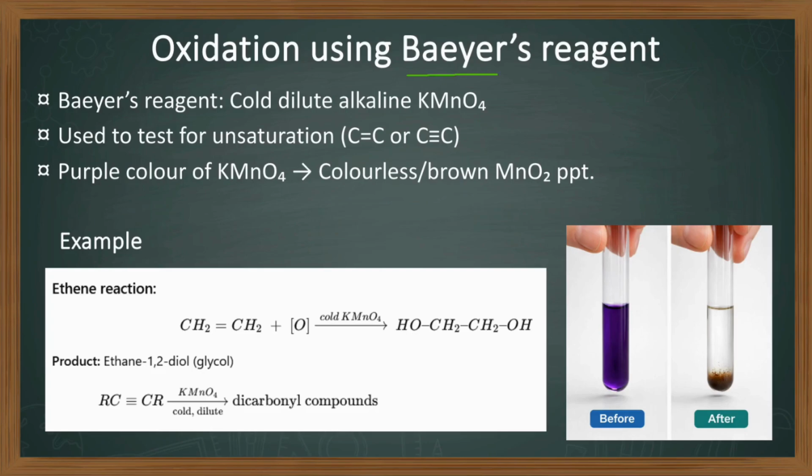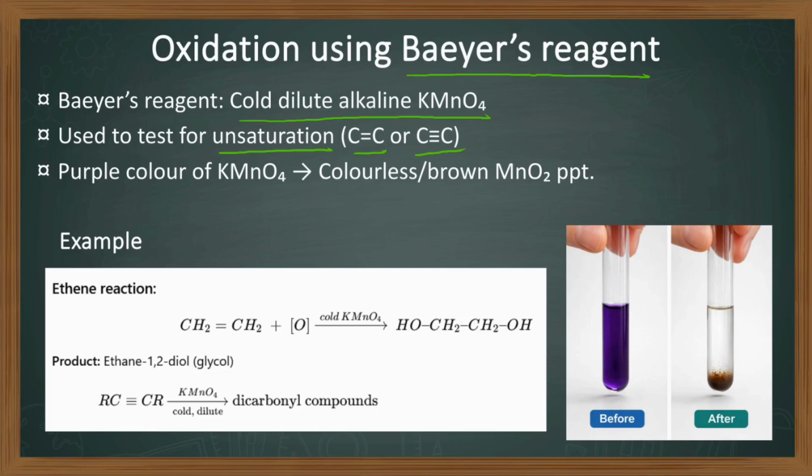The next one is a reagent possessing a scientist's name, Bayer's reagent. What is Bayer's reagent? It is dilute alkaline potassium permanganate. What is its use? In labs, if an unknown compound is given and we have no idea about it, we can guess whether the compound contains unsaturation or not by using Bayer's reagent. Unsaturation means C double bond C or C triple bond C. If it results positively, then we can say the given compound is unsaturated.